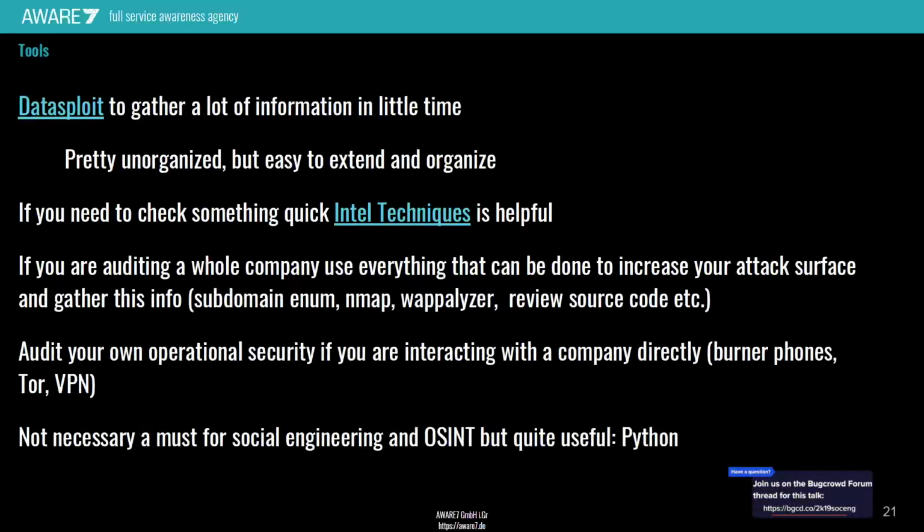And which is also quite useful, but not a must for social engineering or OSINT, is Python, because with Python you can pretty much script really easily. You can also use Go, I just forgot to mention it, or whatever scripting language you're using, so a bit of scripting is always useful, even if you're doing social engineering or OSINT.